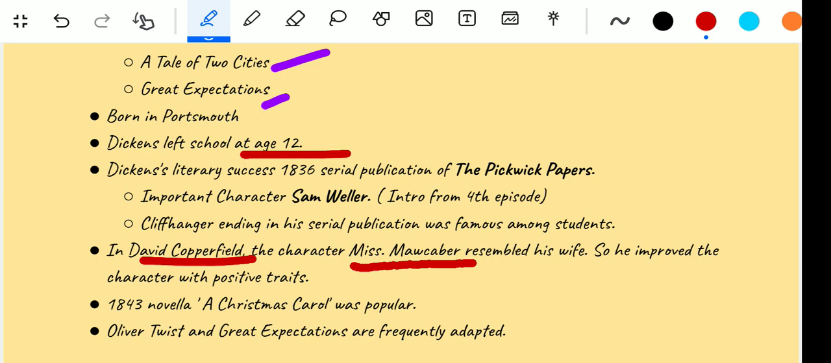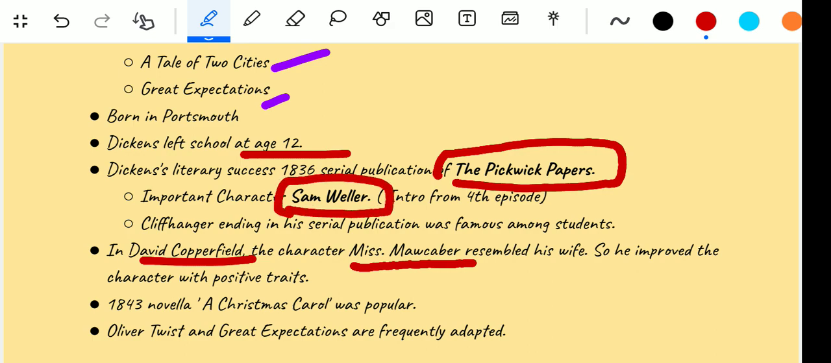So Charles Dickens got so much fame after the publication of Pickwick Papers in installments. In Pickwick Papers, the main character is Sam Weller. One other characteristic is also remarkable in that work, that is the cliffhanger ending, like "to be continued." That is known as a cliffhanger ending, and it got popularized with the publication of Pickwick Papers.